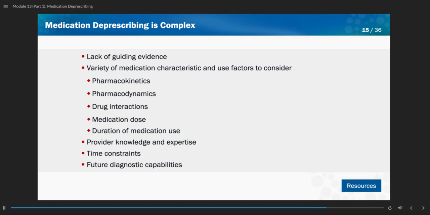The growth of digital home monitoring solutions and other diagnostic technologies continues to help lead medication deprescribing efforts, but does require knowledge and access to these technologies, as well as integration of the data into the electronic health record for it to be the most useful and efficient for both patients and providers.